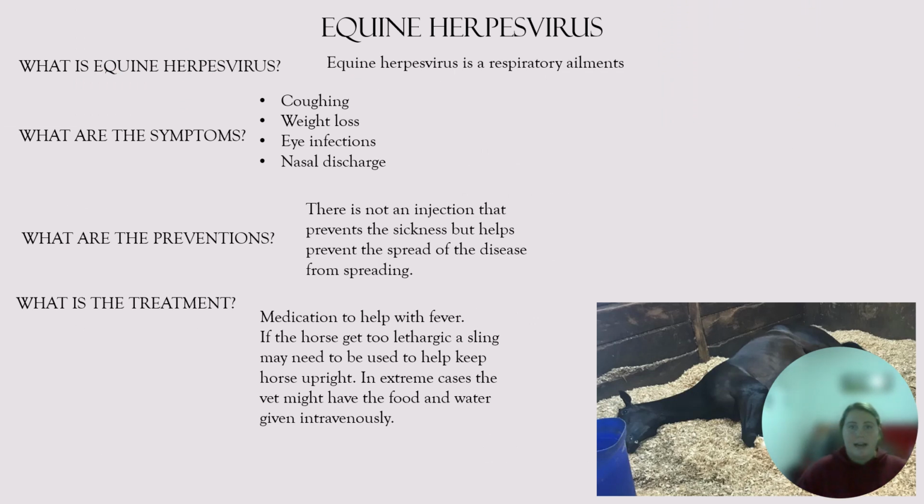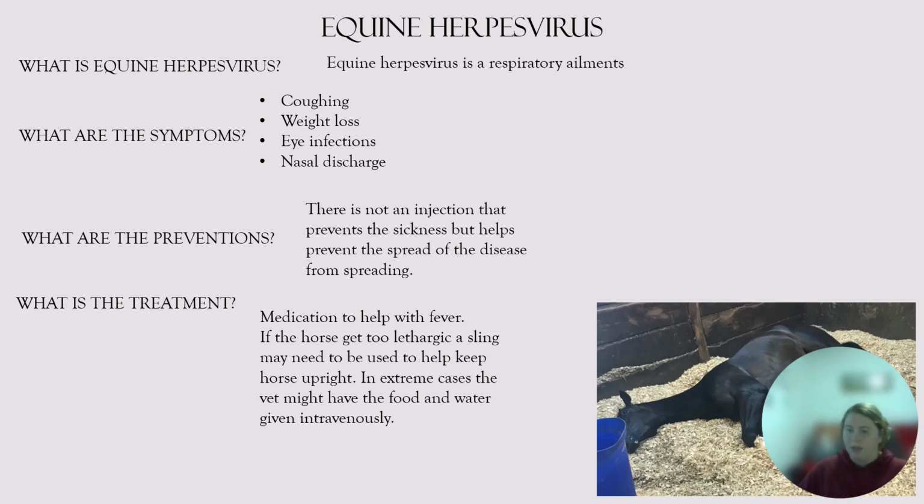All right, so the next disease that I'm going to talk about is equine herpes virus. Equine herpes virus is a respiratory ailment. So what does that mean? The symptoms of a respiratory ailment would be your horse coughing, and your horse would have weight loss quickly. One day you'll come out, and then maybe a week later your horse will be 100 pounds lighter. You can see his ribs.